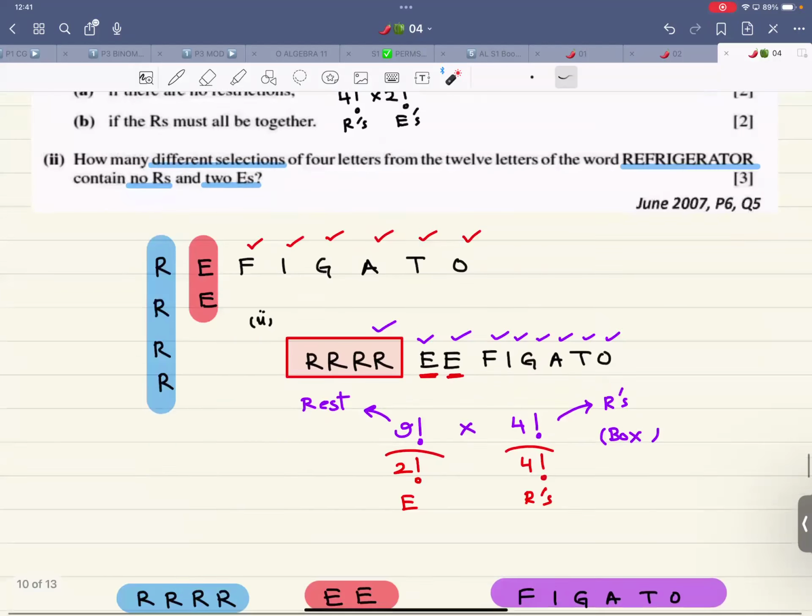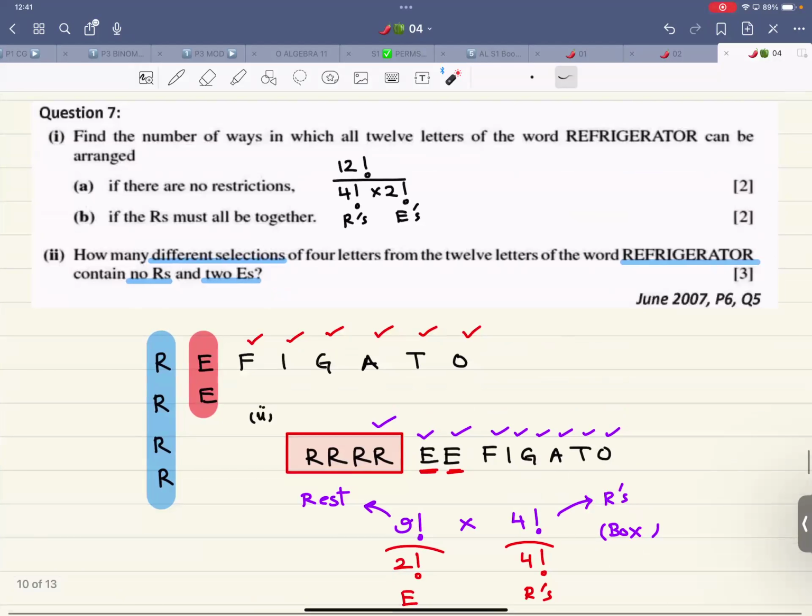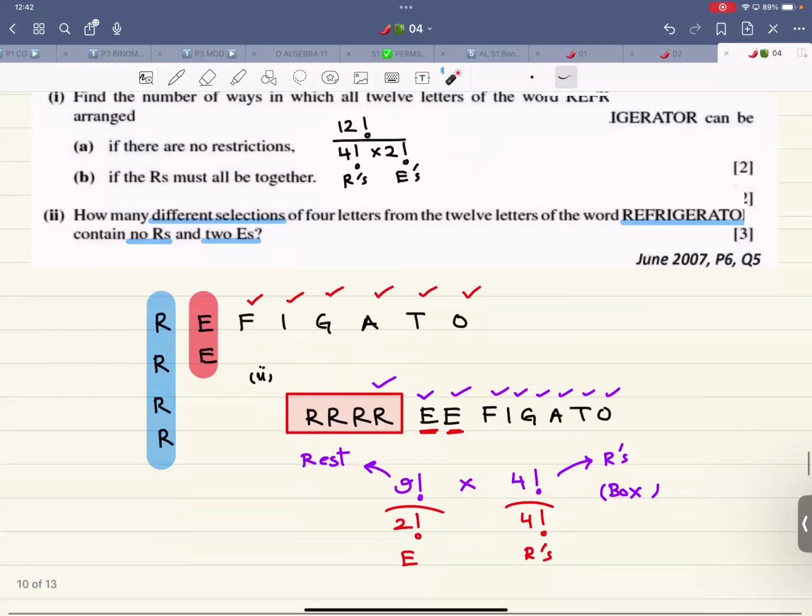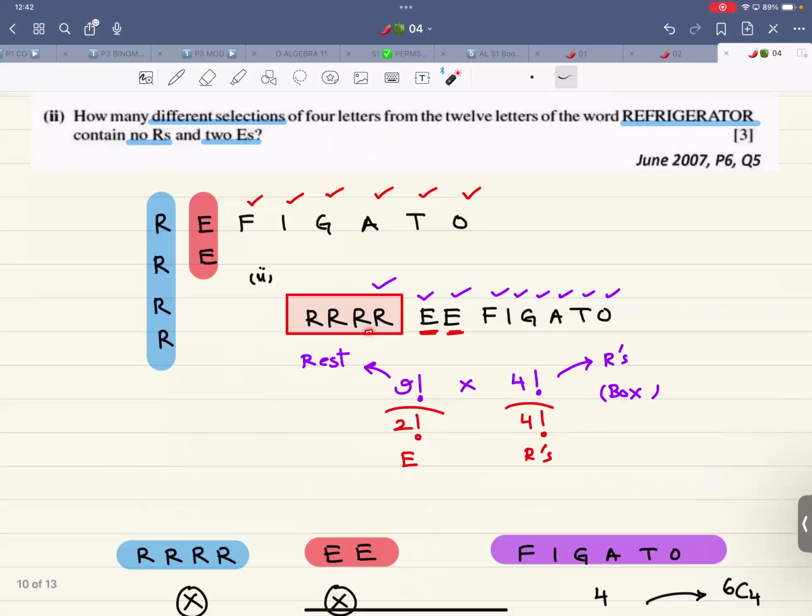Something like this. Find the number of ways in which the 12 letters of the word REFRIGERATOR can be arranged if there is no restriction. So now they have written 12 in the beginning, in 2007. So there are 4 R's, 2 E's, and then the rest. Now it says no restriction. That's basic. If all the R's must be together, that is the box concept.